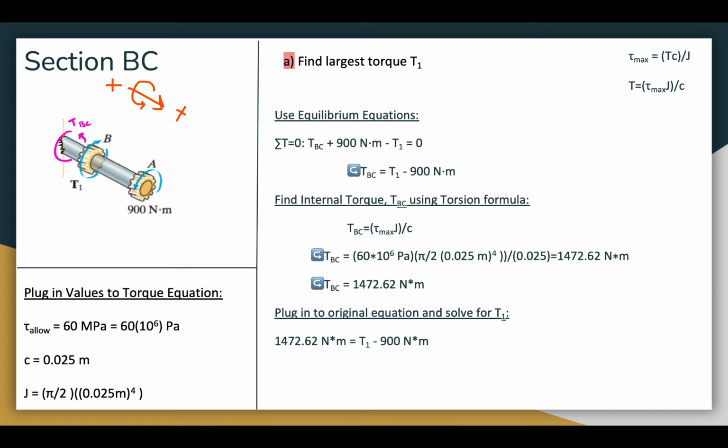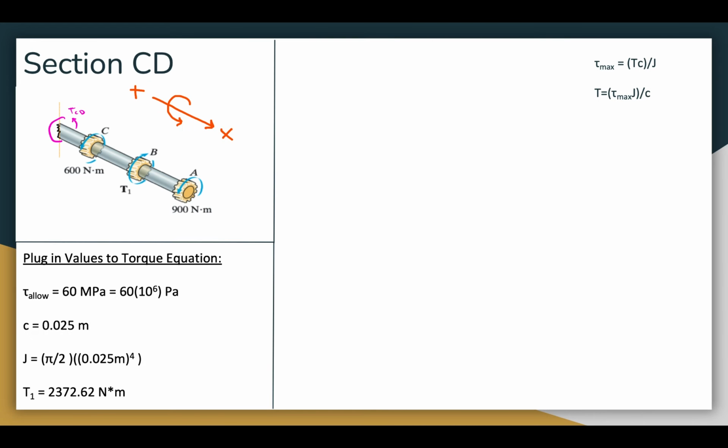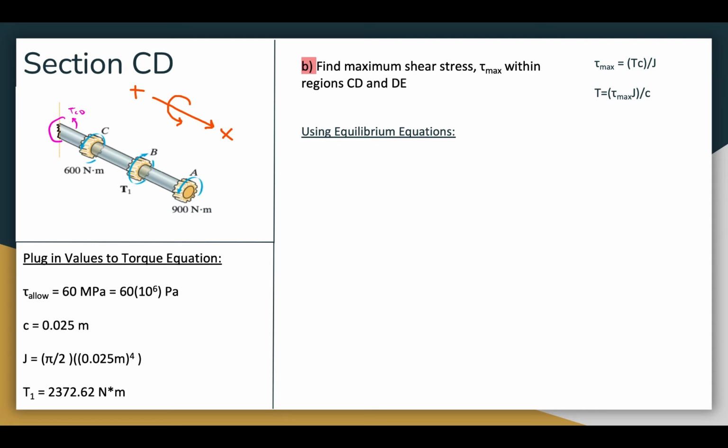We plug that into our equation that we defined by summing the torques, and once we do that, we get T1 is equal to 2372.62 Newton meters, or a casual 2.37 kilonewton meters. Okay, and now we have the torque at every gear, which also gives us the torque in every section if we sum the torques in the same way that we did in the last part.